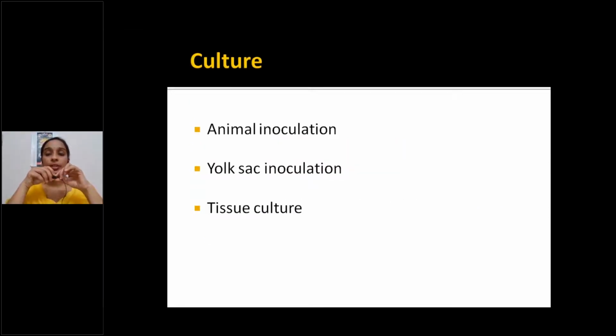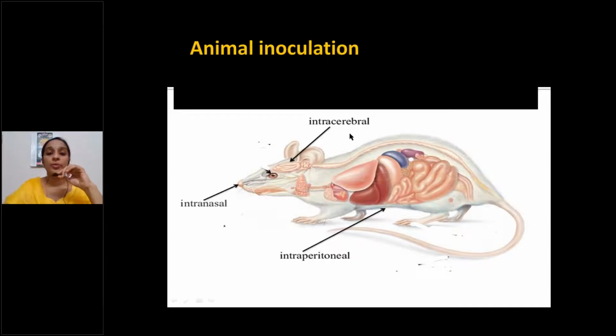Next, coming to the cultural characteristics. We already discussed that Chlamydia does not grow on artificial media like blood agar or MacConkey agar. It needs live cells. The culture methods are animal inoculation, yolk sac inoculation, and tissue cultures. In animal inoculation, the mouse is the animal of choice. The different routes are intracerebral, intranasal, and intraperitoneal. These are the different routes of inoculation.